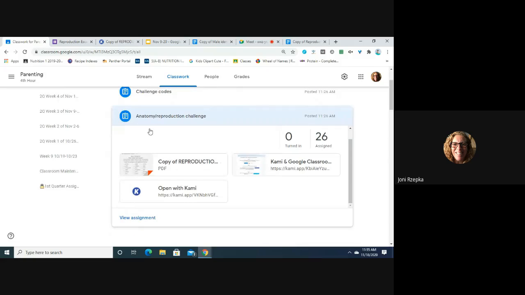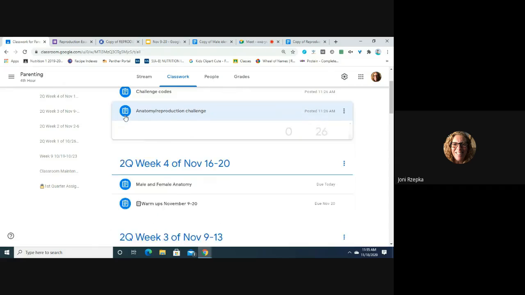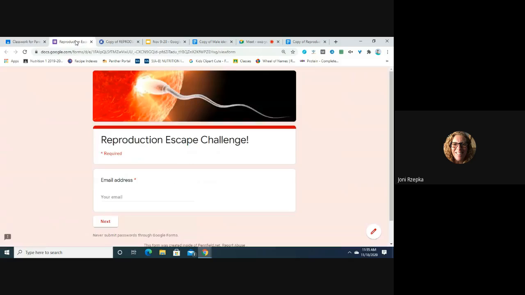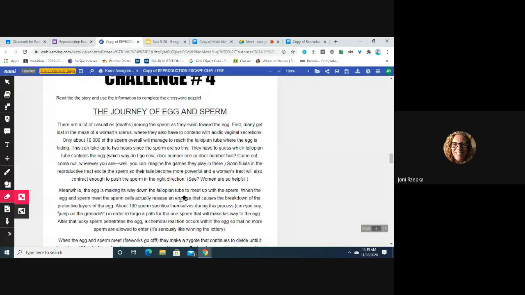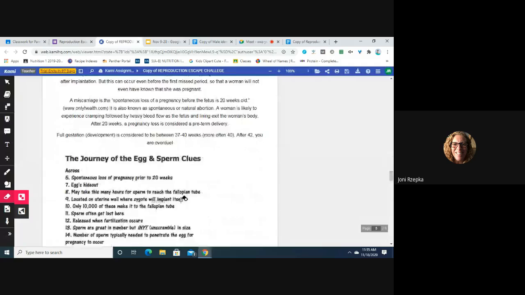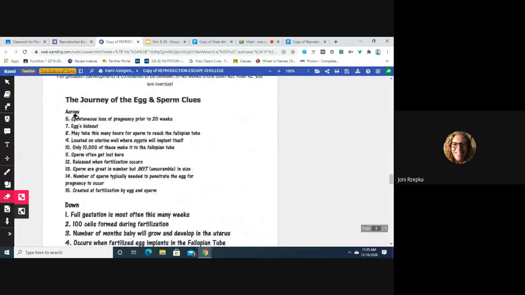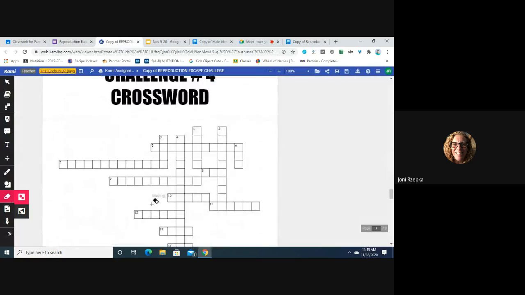I'm going to have the next write-up right here, which will tell you what code I need to get you into number 3. And then your number 4 is to read this story, and then you're going to answer these questions in the crossword. Again, you should be able to write the answers in using Kami.